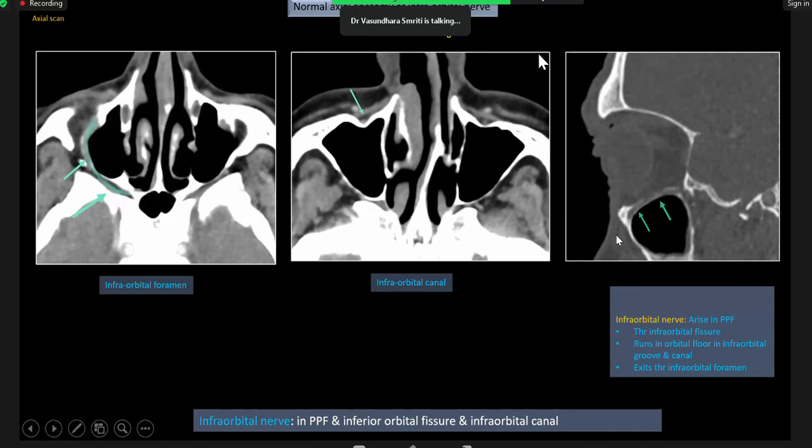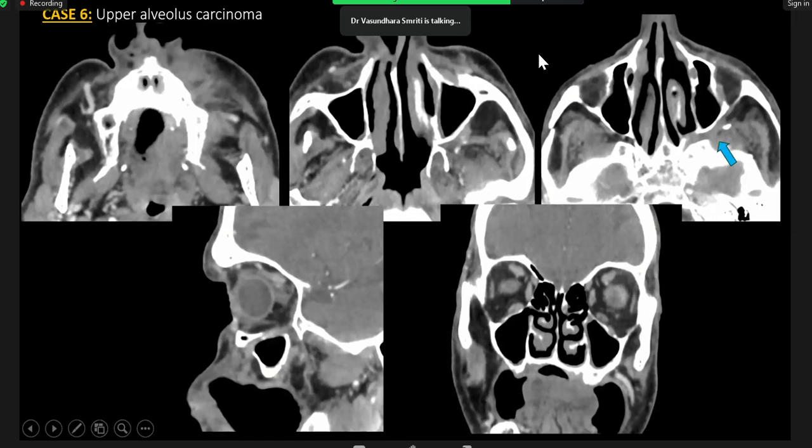Sagittal, the canal is seen like this. It's from the inferior orbital fissure. The canal is formed and comes out into the premaxillary space. So whenever you are dealing with a carcinoma that is of the upper alveolus or the hard palate, which gives a lot of soft tissue into the premaxillary region, do look at your infraorbital foramen. There may be widening of this foramen with a soft tissue present over here.